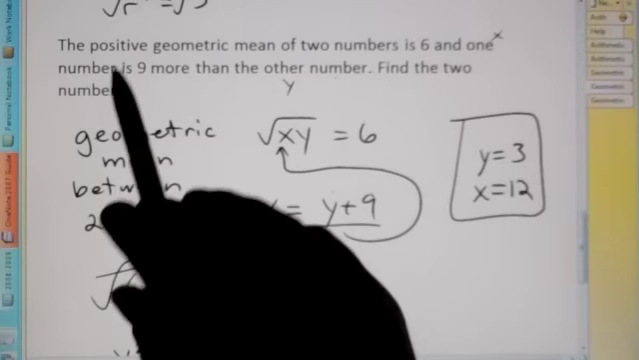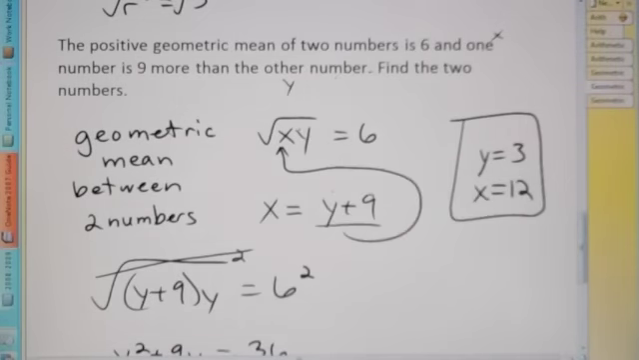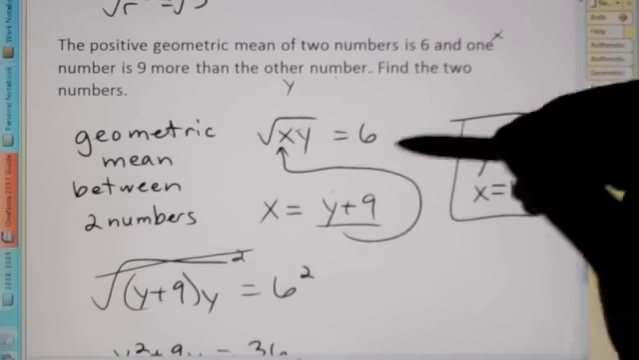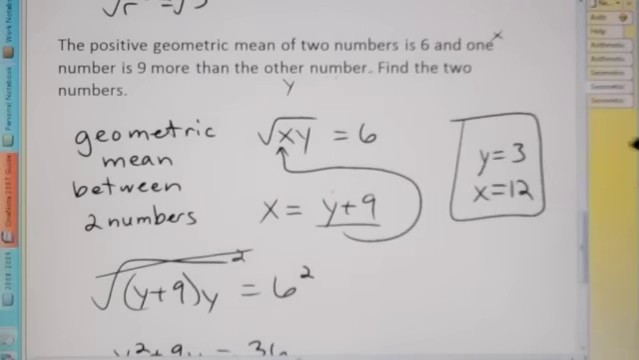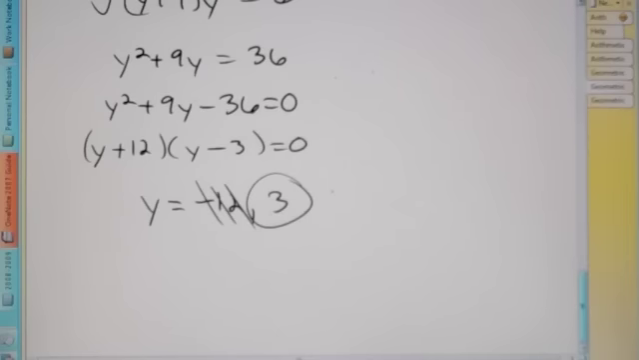Alrighty. So that's how you find the positive geometric mean between the two numbers: square root of x times y. So again, on these word problems, you're going to have to set up two equations and then substitute in. Alright? So that's how we deal with geometric means. Good luck.